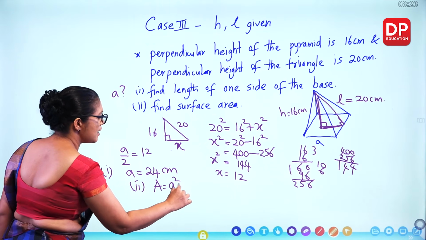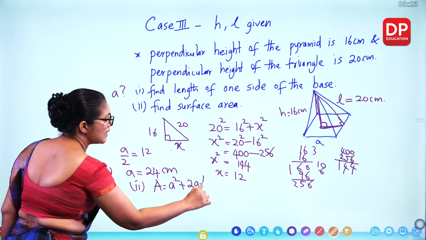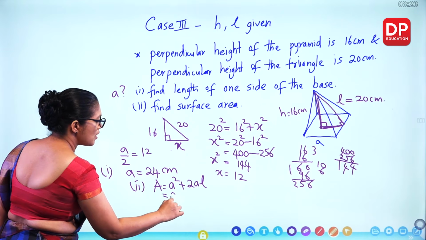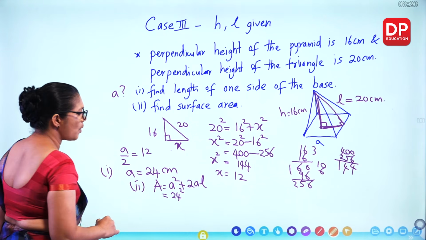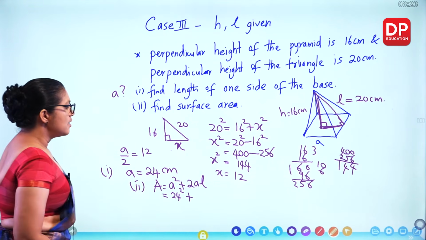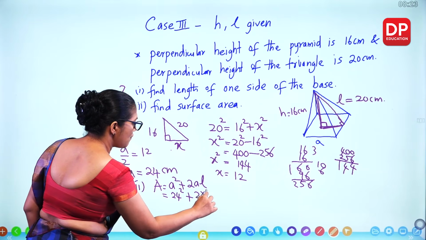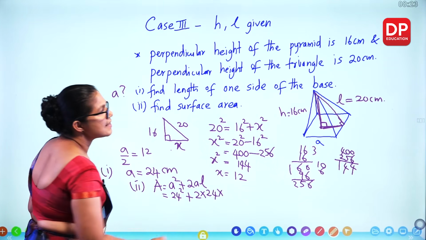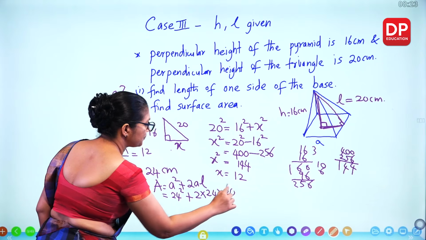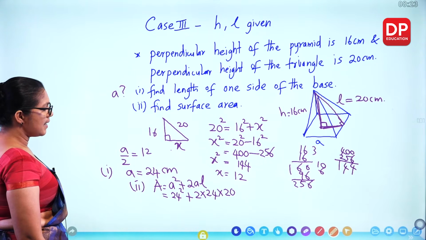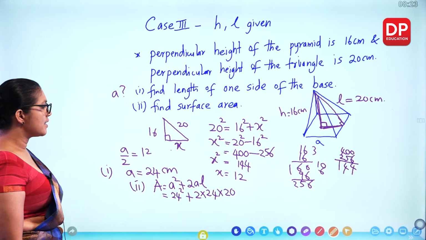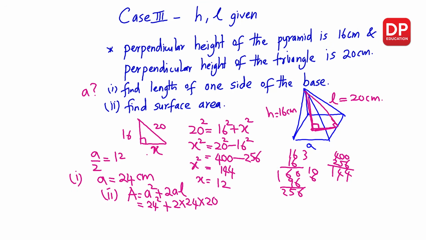A squared plus 2AL. A squared means 24 times 24. So 24 squared plus 2 times 24 times L. What is L given? 20. Now we'll simplify this. What is 24 squared? We found out 576 before. So 576, and here how can we multiply this?